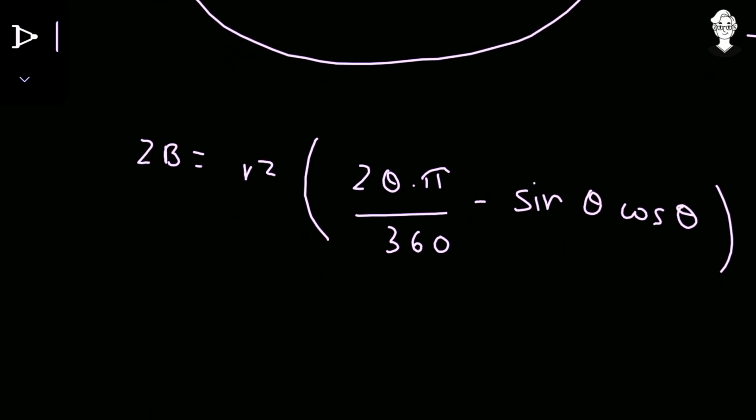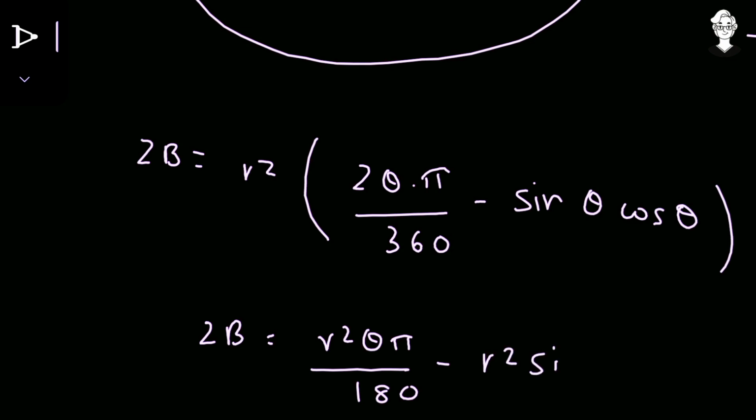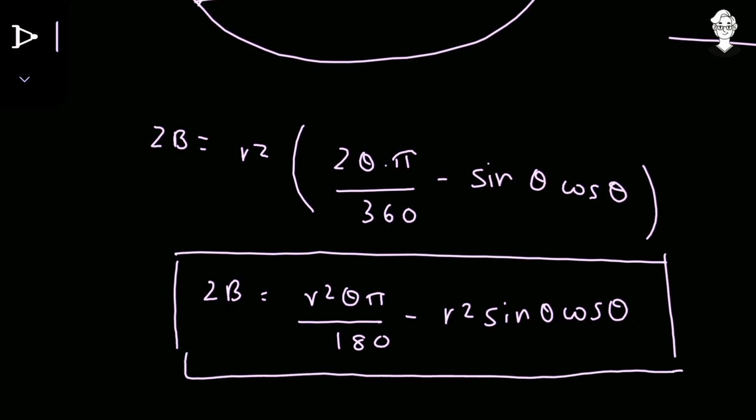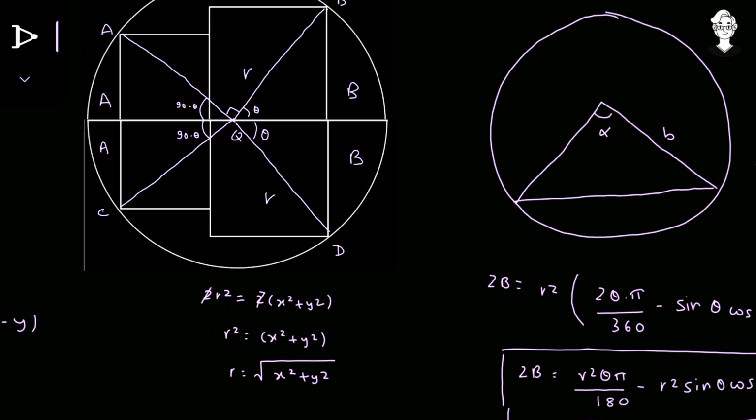Now simplifying this equation gives me the value of 2 times b as r square into theta into pi upon 180 minus r square sine theta cos theta. Okay, so this is the value of 2 times b, applying this formula, that is the area of the segment. Now we can apply the same formula to find the value of 2 times a.